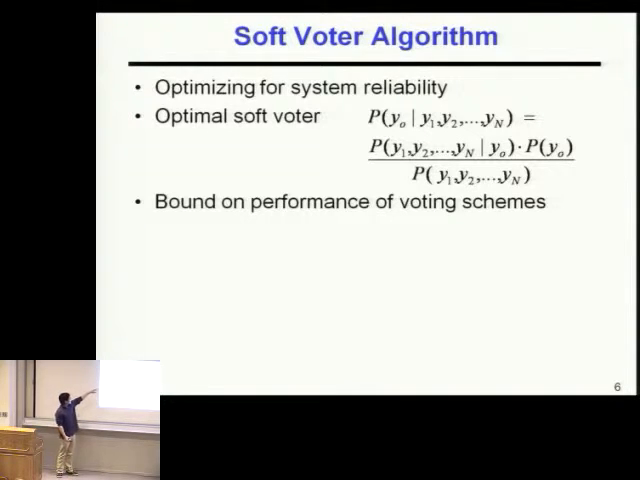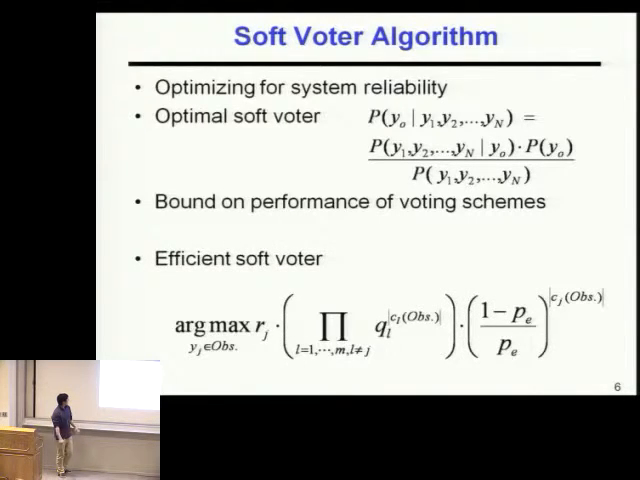Okay, so this equation is a very complex equation to compute. If your output is 8 bits, then you would need to compute this equation 2 to the 8 times, which is very impractical. So this equation is only used as a bound on performance of our soft voter. But more practically, we would limit our hypothesis to the observations as we did in the previous example. So for TMR, you would have to compute this equation only 3 times. And so this is the final soft voter equation that we use for our simulations.